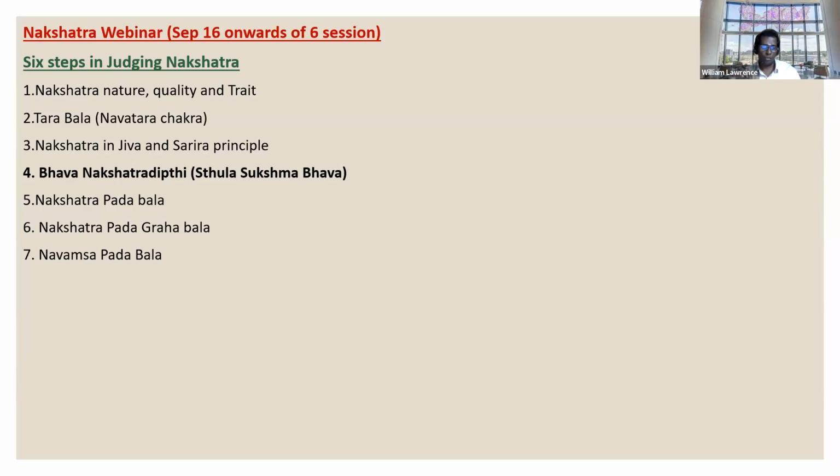Today, I will go into Bhava Nakshatra Adhipati, or you can call it the Sthula Sukshma Bhavas. The Sthula is the Rasi lords, from Mesha to Meena, ruled by Mars to Jupiter. The 12 signs are ruled by planets, but each nakshatra is also ruled by a particular planet. And how do they relate to the horoscope?